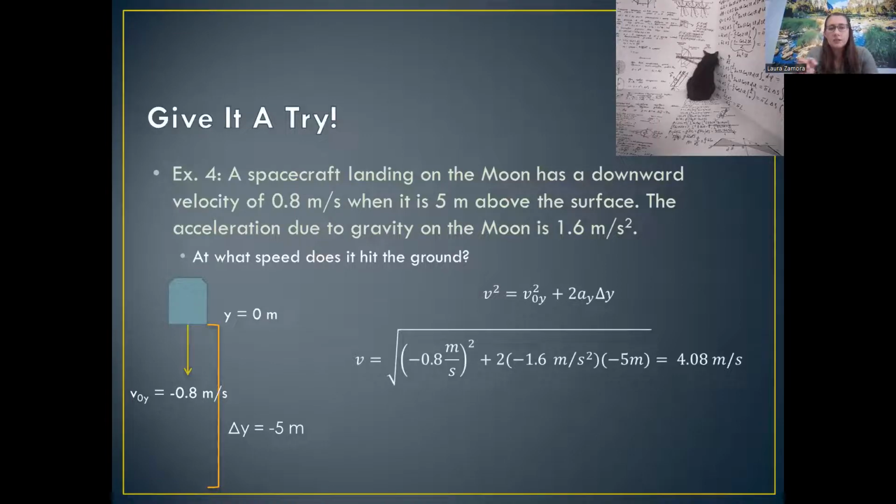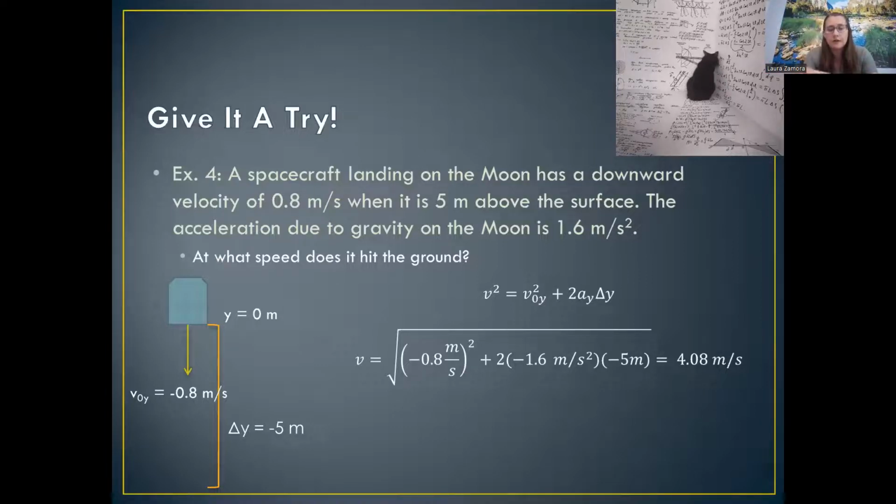So I used equation 6 based on what we're given, right? We know the initial velocity, we know the change in the height, we know the acceleration due to gravity on the moon. What we don't know is the final velocity. So equation 6 had everything that we needed, and I went with that one.